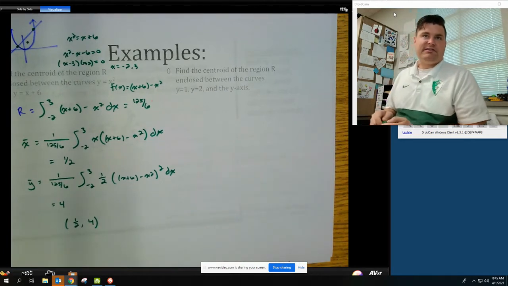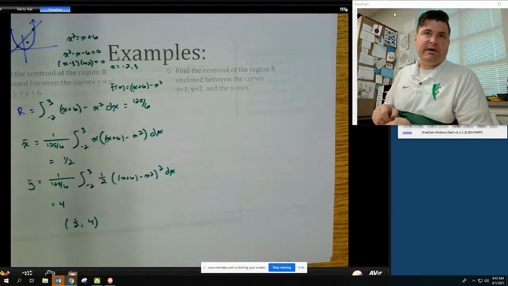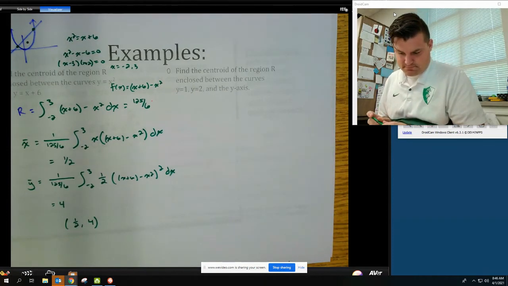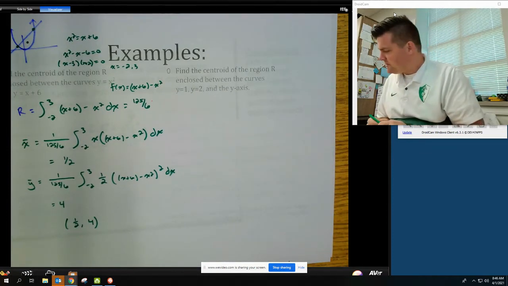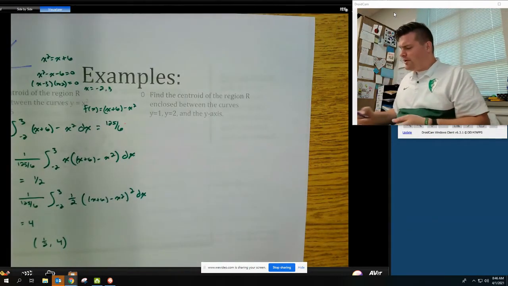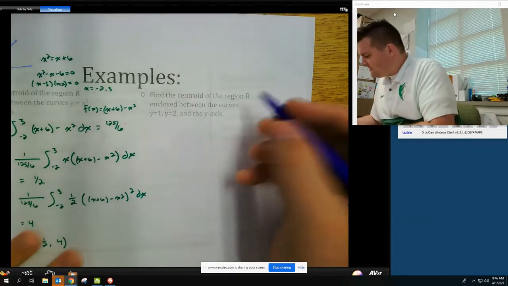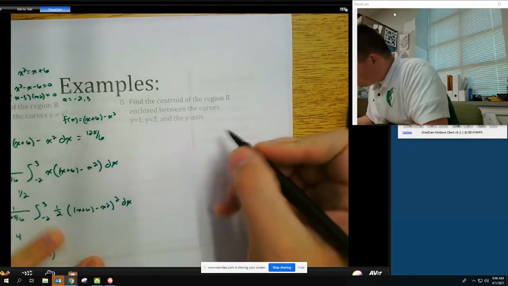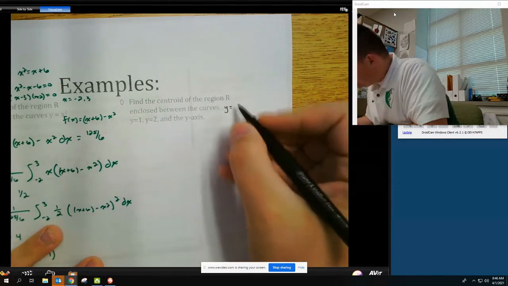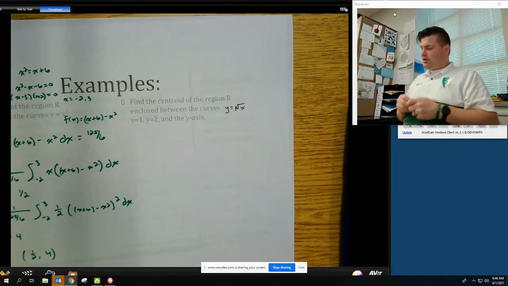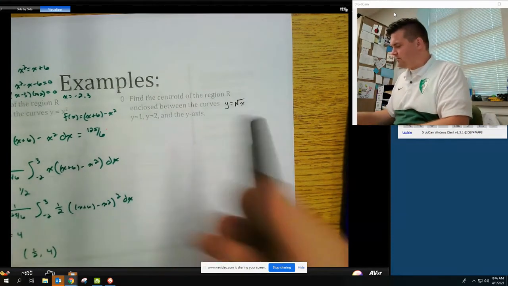Last question here. Find the centroid of the region R enclosed by the curves. Oh, I'm missing this. I was like, whoa, it's an infinite one. That's not going to happen. Sorry, this is missing information here. Let me make sure I put it on the notes. What's this? So it's between the curves, y equals root x, y equals 1, y equals 2.